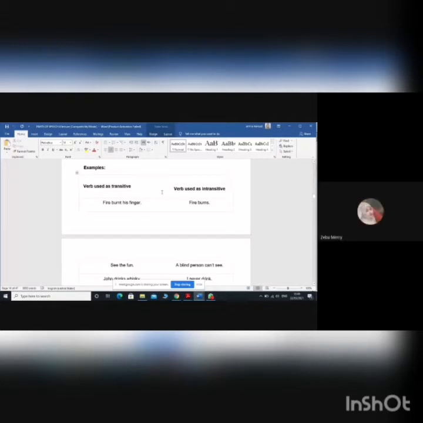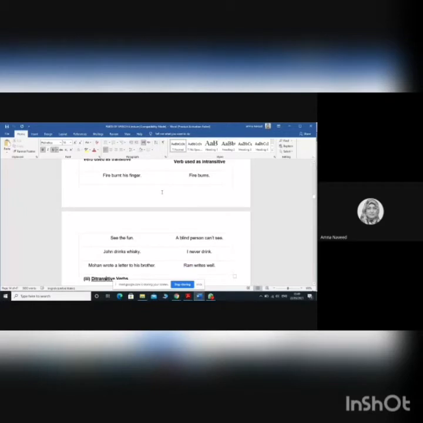Now you can see there are a few words which can be used as a transitive verb as well as an intransitive verb. For example, burn. Fire burnt his finger. Fire is a subject, burnt is a verb, and finger is an object. But if it is used as an intransitive verb, we may say fire burns. Fire is a subject and verb is burns. The meaning is quite clear even though the object is not present in the sentence.